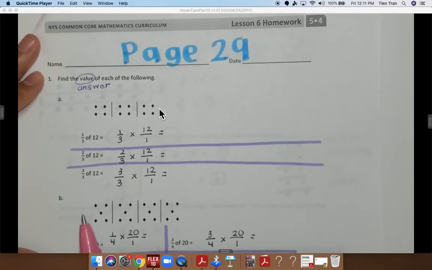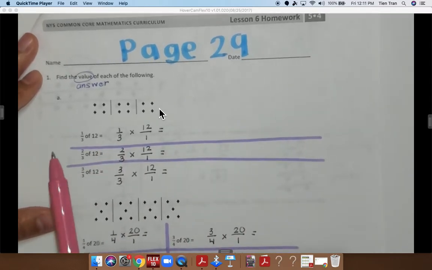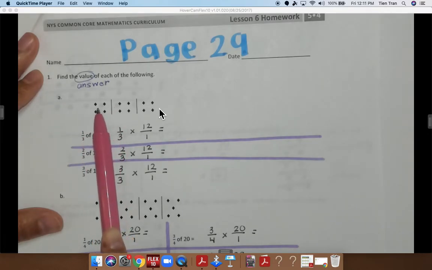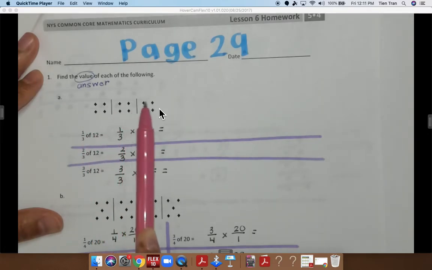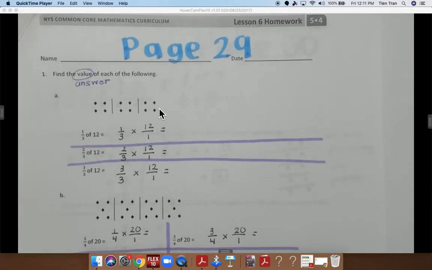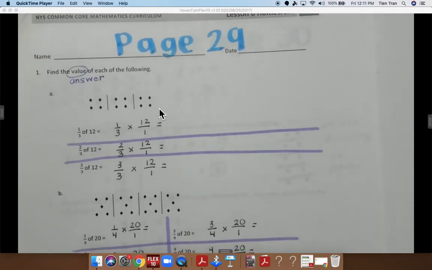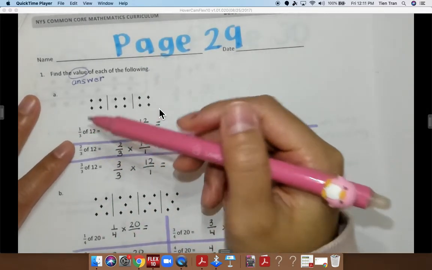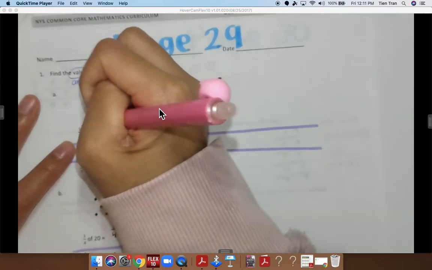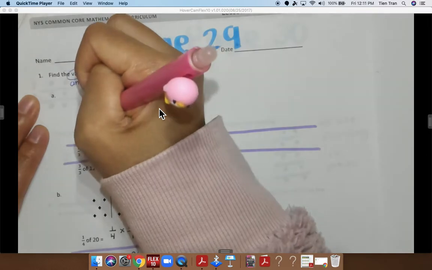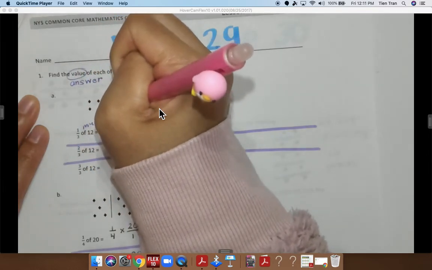So the first one I have here, they're asking you to find 1/3 of 12. Here we have 12 pieces, and it's being divided into thirds, so 3 equal pieces. If you count it, you can see what the answer is, but I want to show you multiplication so that you know how to do it when you see this. Remember that the word of means to multiply. So when you see of, you want to make sure that you are multiplying in your equation.